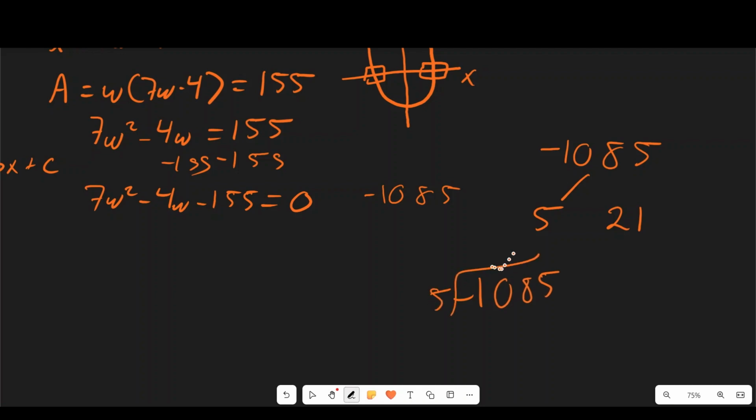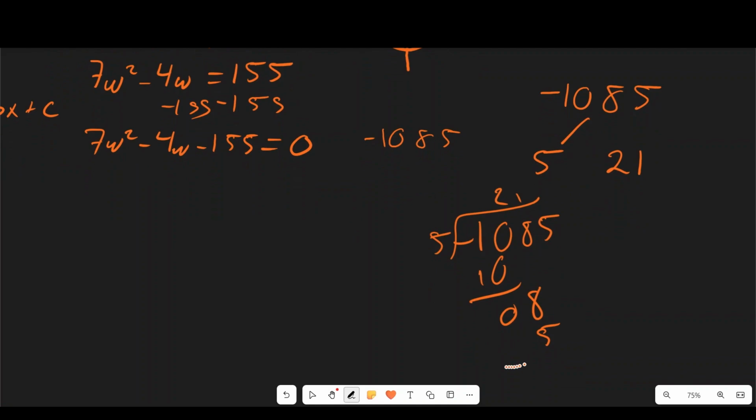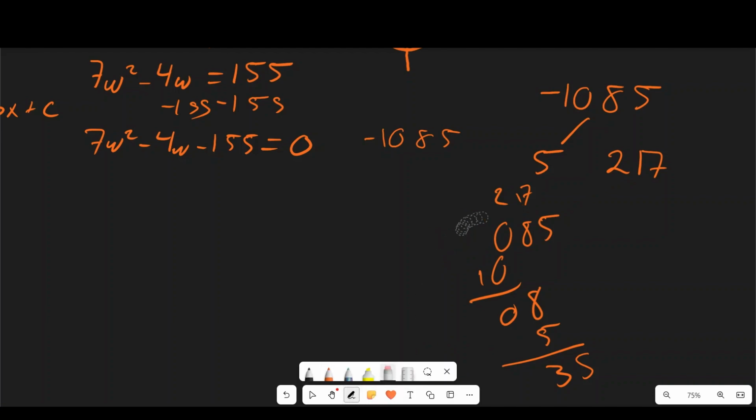You can also do this in your calculators, perfectly fine, right? I'm not really going to worry about the negative right now, but like I was saying, 5 goes into 10 two times, that becomes 0. Then we bring the 8 down, it goes into it 1 time, that becomes 5, and that gives us 3. Bring the 5 down, and then 5 goes into 35 7 times, right? So we know that is going to be 217. Let me just clean up my workspace a little bit.